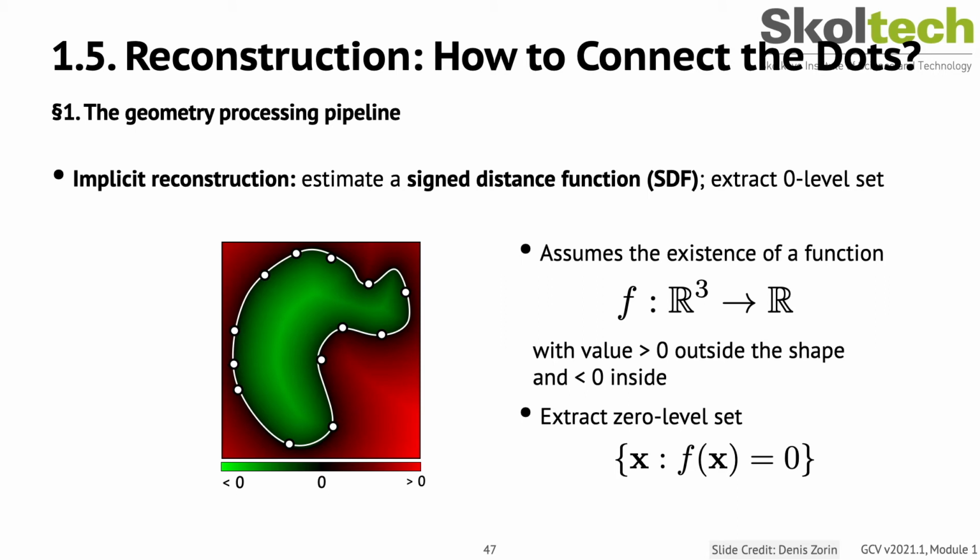This machinery assumes there exists a function which maps points in R3 to the real line, with values greater than 0 outside the shape and lower than 0 inside the shape. Such a function is often called the signed distance function of this particular shape. The zero level set of this function is the set of 3D locations which corresponds to the surface of the object.